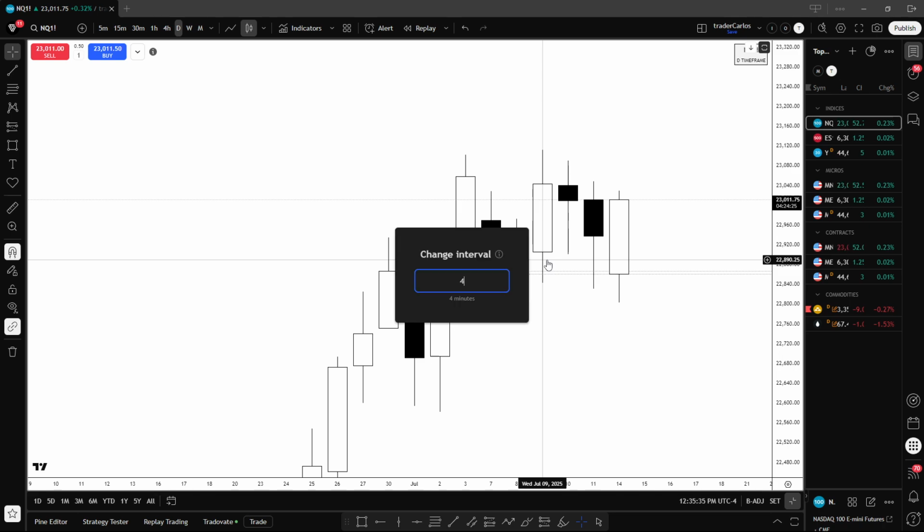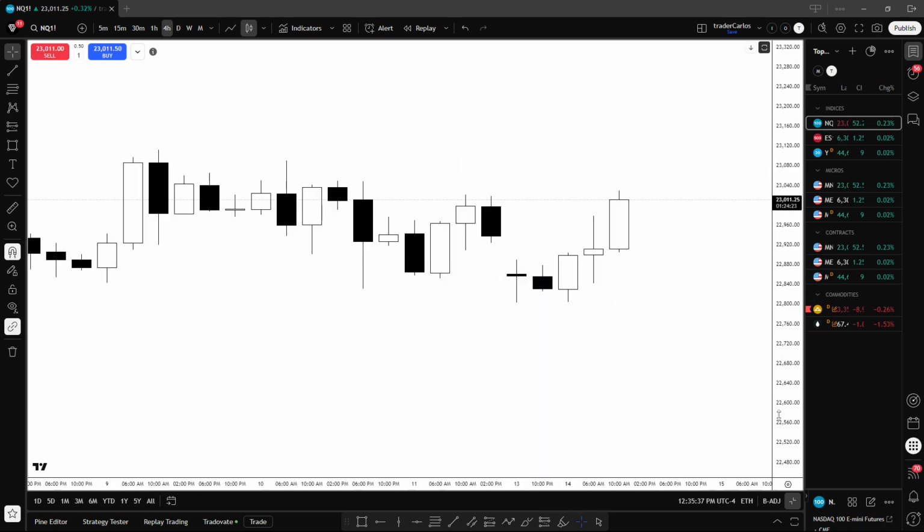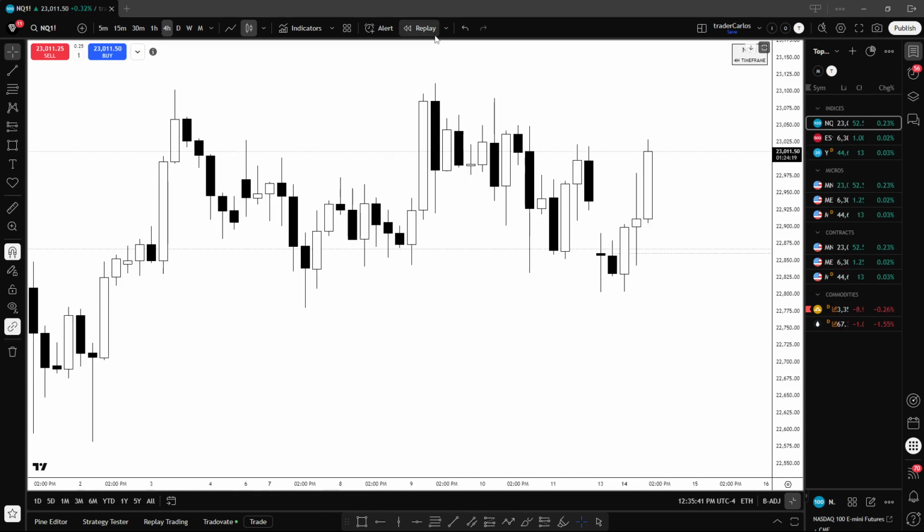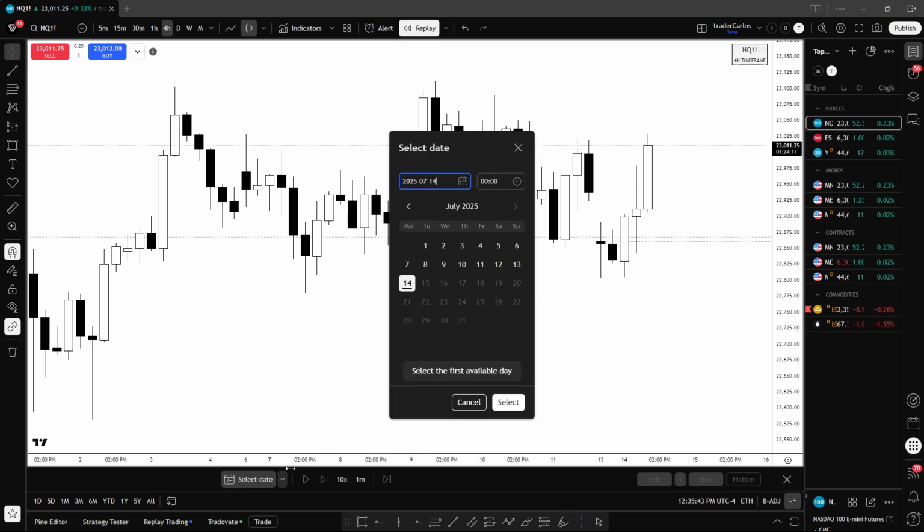But this is where I started framing my narrative. So I'm actually going to do the replay button feature and then select the date. So I got into charts around 9:45 right here.